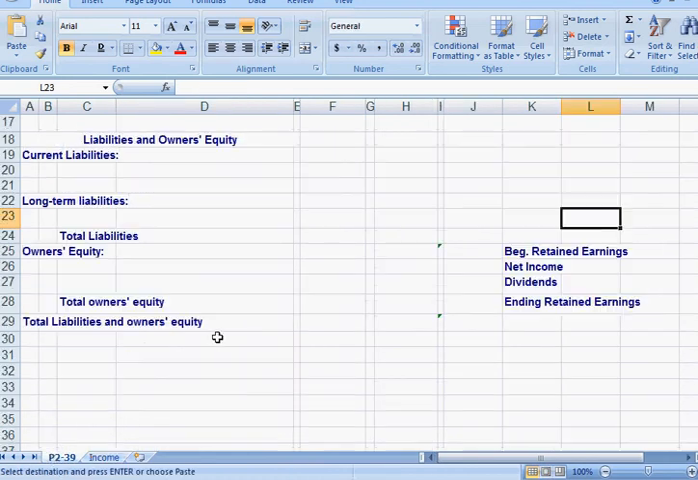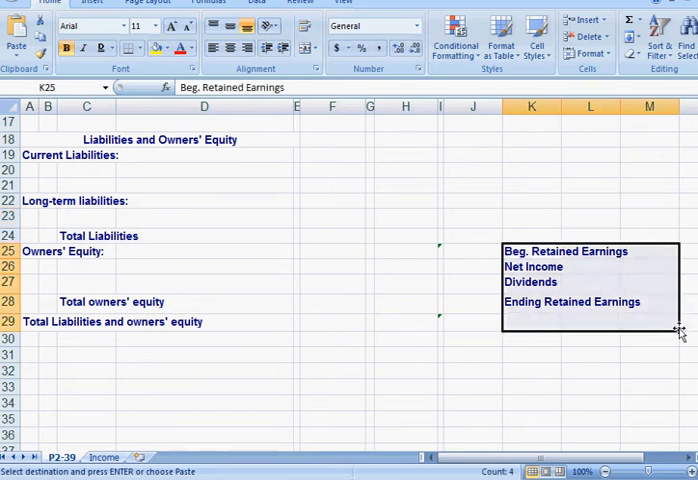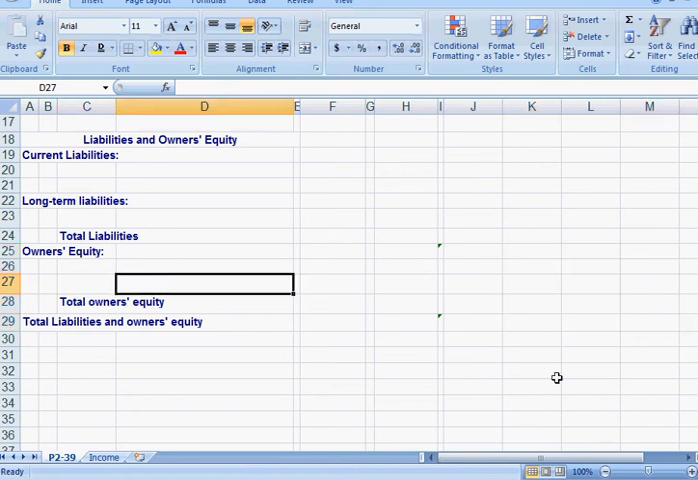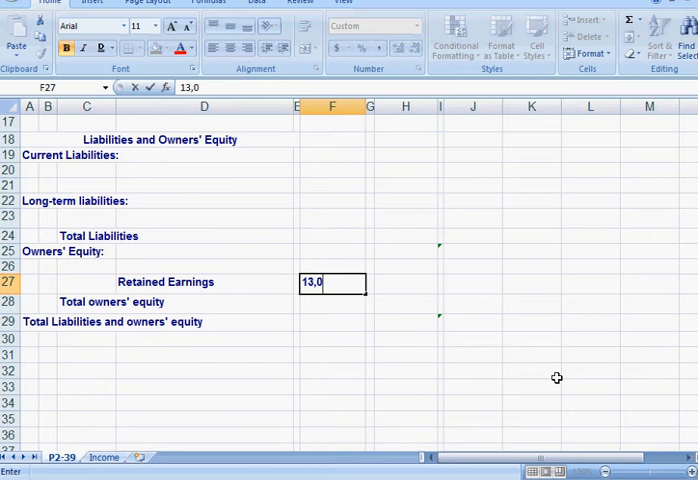So this is the number that we're going to take and plug in over on our balance sheet. Under owner's equity, let's get rid of this because we did it on the other sheet. Under retained earnings, it'll be $13,050.